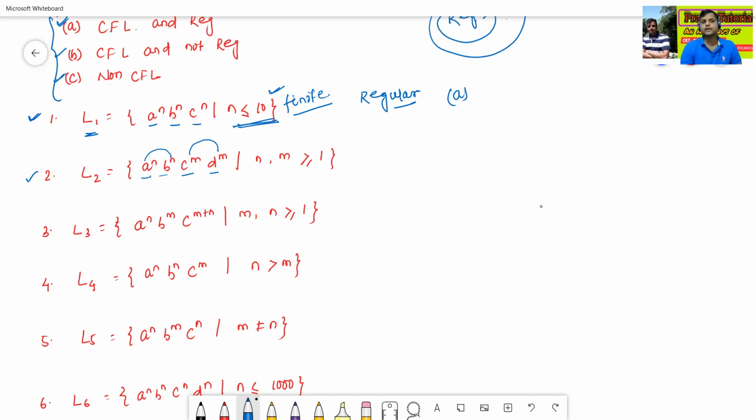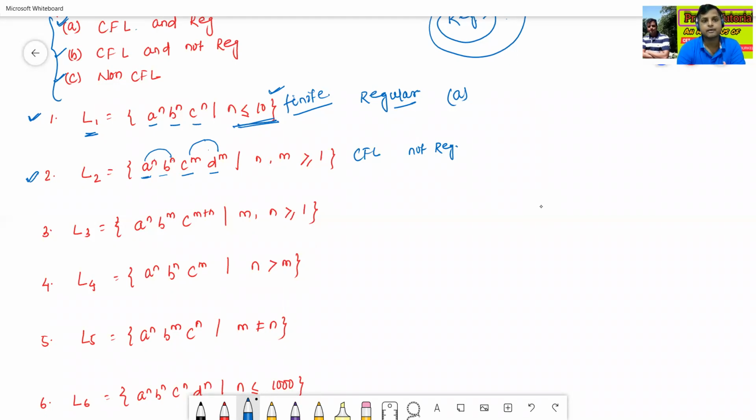Remember, there is no relation between n and m. So this language is context-free, but not regular. Why? Because it requires one memory. So here we can also construct the push-down automata for the L2 language.